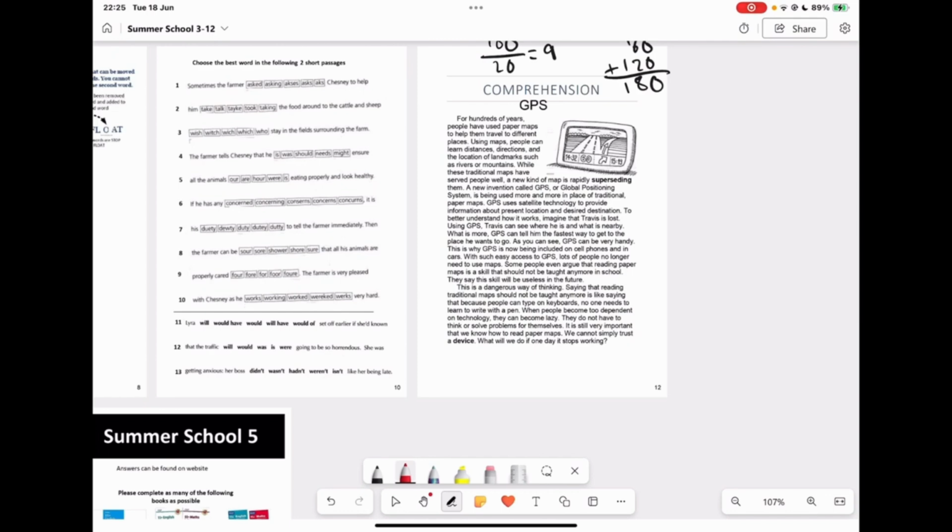This is a dangerous way of thinking. Saying that reading traditional maps should not be taught anymore is like saying that because people can type on keyboards, no one needs to learn to write with a pen. When people become too dependent on technology, they become lazy. They do not have to think or solve problems for themselves. It is still very important that we know how to read paper maps. We can't simply trust a device. What will we do if one day it stops working?